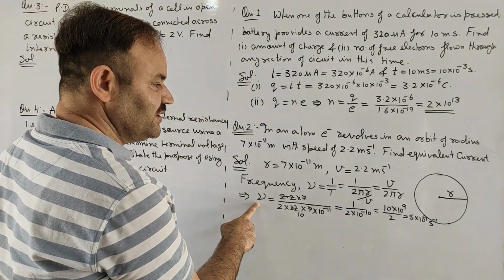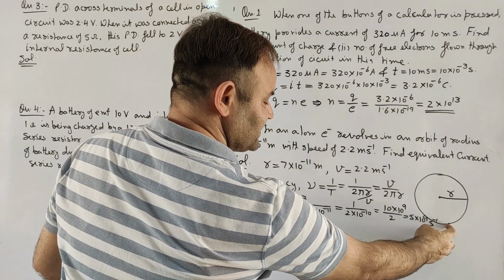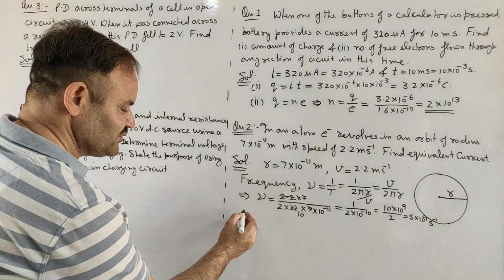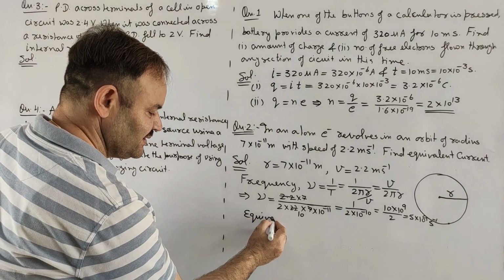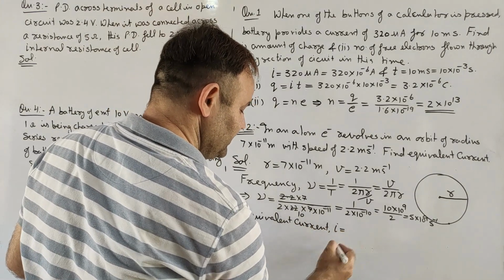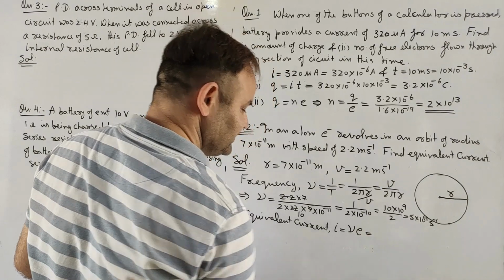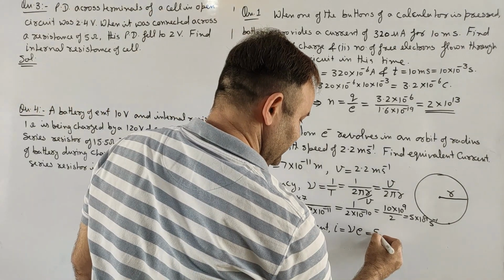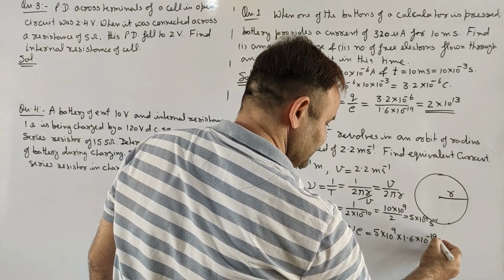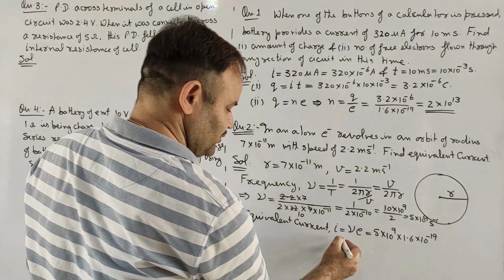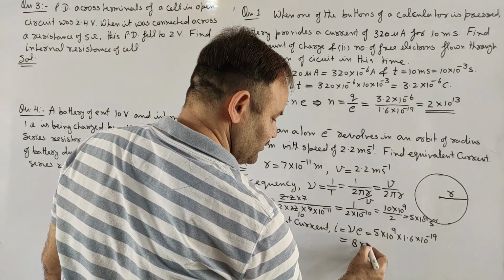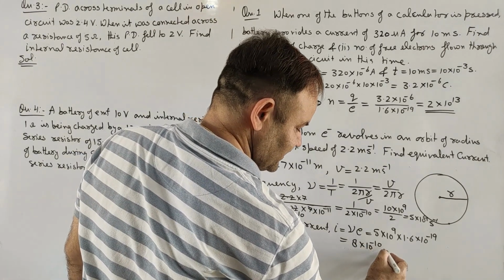Now you have got the frequency, which means you have found how many times in 1 second the electron is passing through a point on its circular path. So the equivalent current I will be nu into e. Nu is 5 into 10 to the power 9. e is 1.6 into 10 to the power minus 19. So it will be 1.6 times 5, that is 8, into 10 to the power minus 10 ampere.